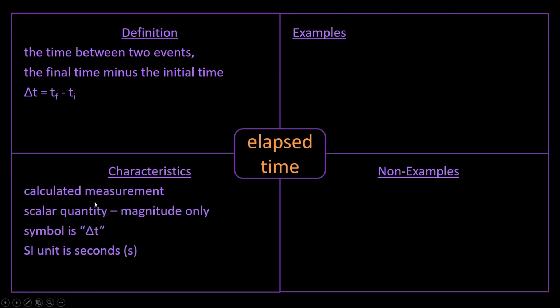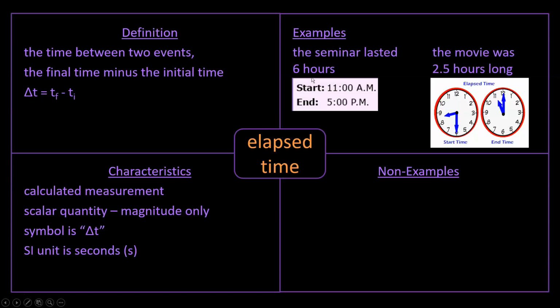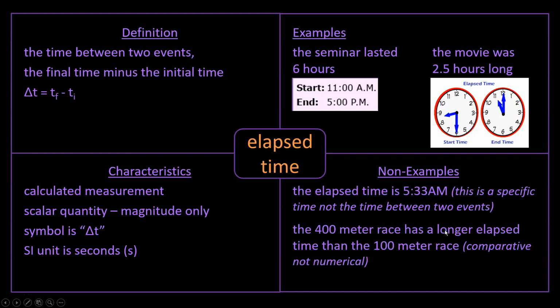Characteristics, it's a calculated measurement. We can measure time directly, but we cannot measure elapsed time directly. It's a scalar quantity. It has magnitude only. Its symbol is delta t. SI units are seconds. Examples, the seminar lasted 6 hours because it started at 11 and ended at 5 p.m. The movie was 2.5 hours long.